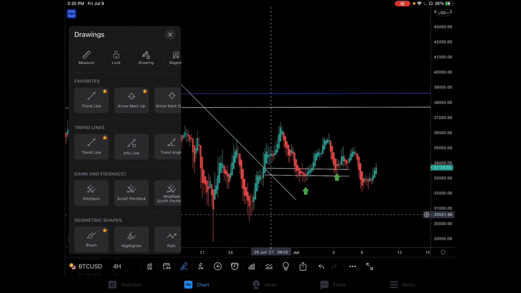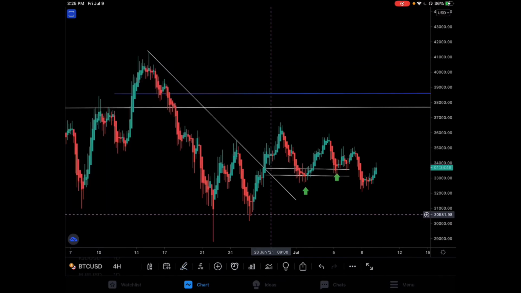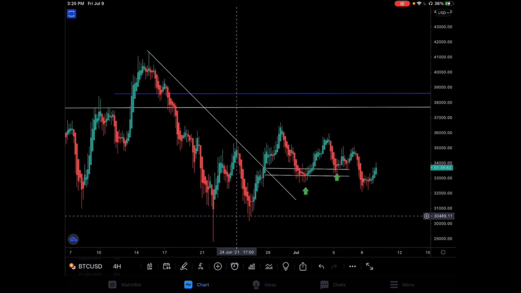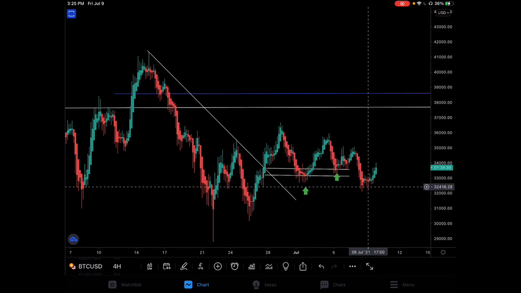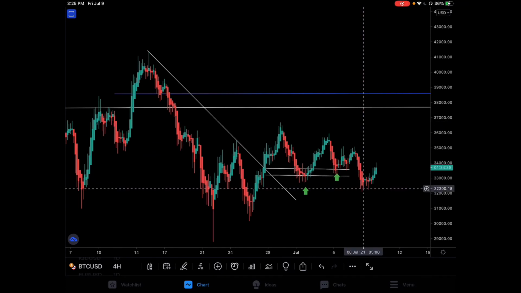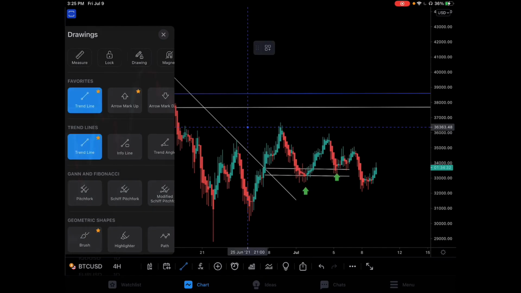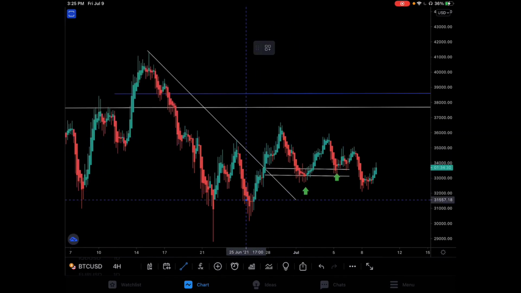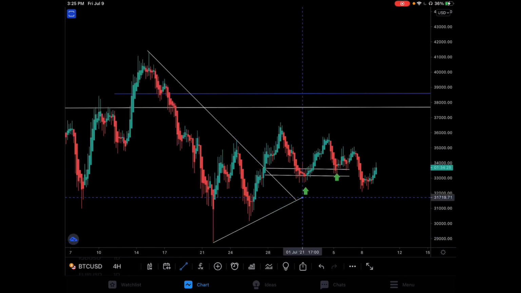Okay. I'm going to show you some of the reasons why my last move was this. Our prediction was price was coming down to these levels and then price would go up. And I'm still bullish on this. But this is mostly why.